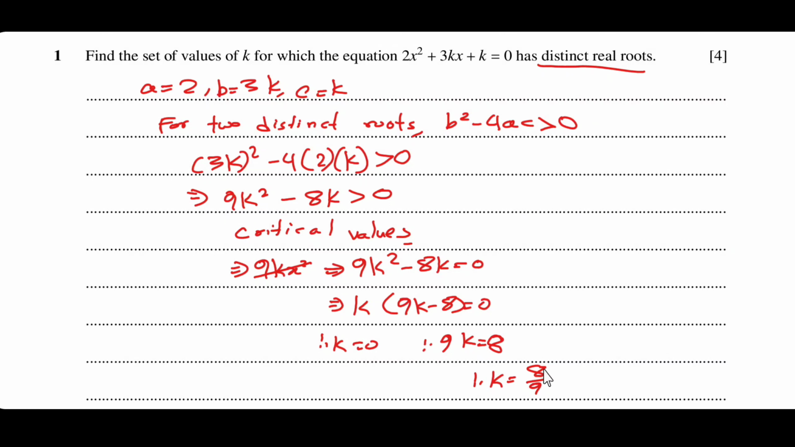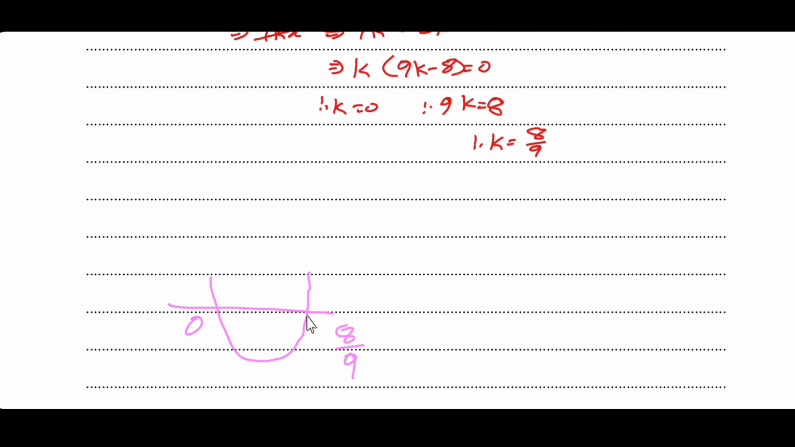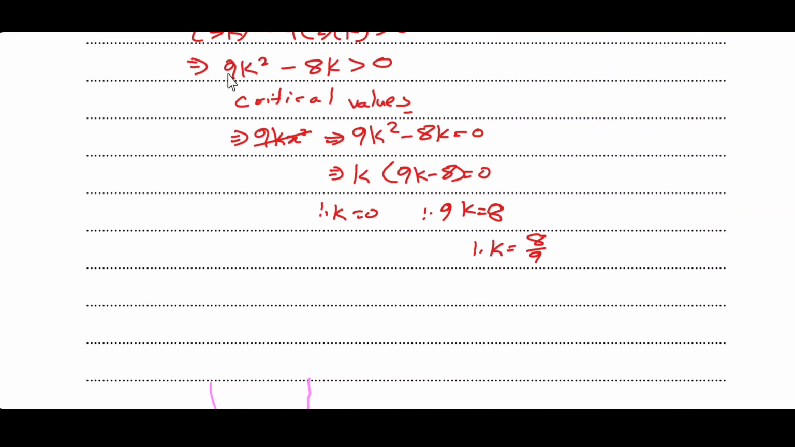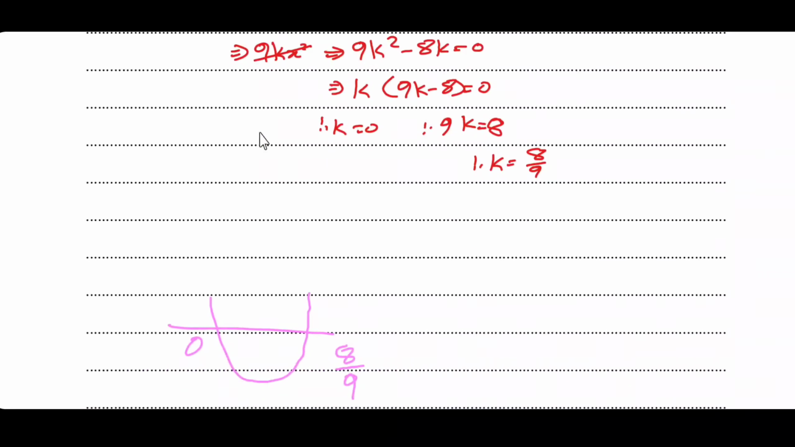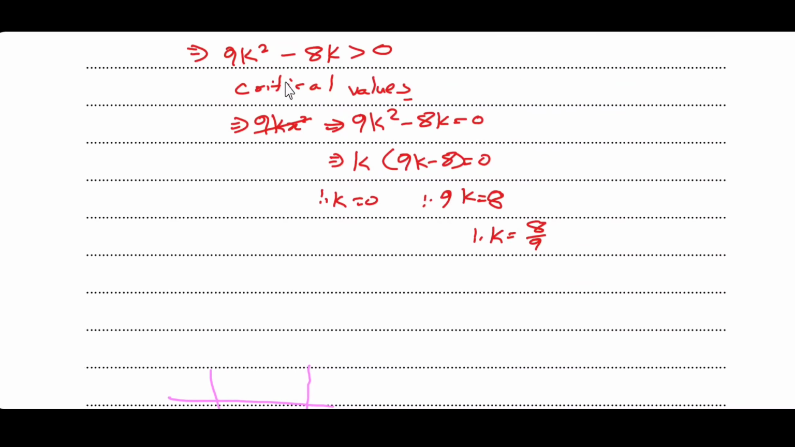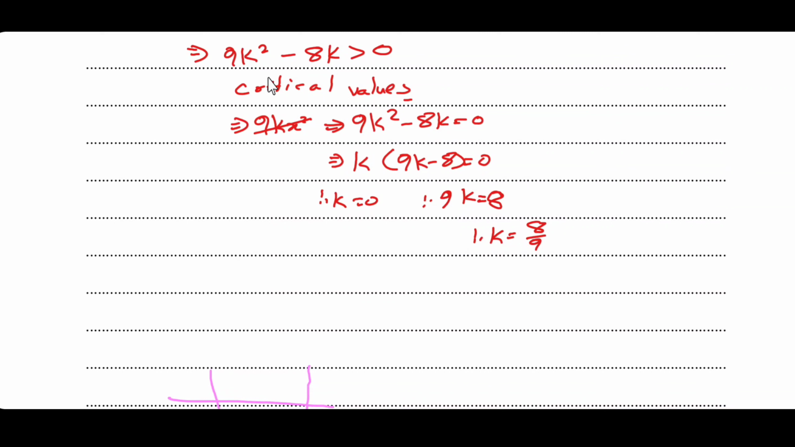Then, to find its critical values, after solving we get the values of k, that is 0 and 8 by 9. So, to find the set of values of k, first of all we need to draw a curve shape for the values 0 and 8 by 9, and since the square term is positive, we would have a minimum point. If the square term is negative, then we would have a maximum point, but for now we have a minimum point.